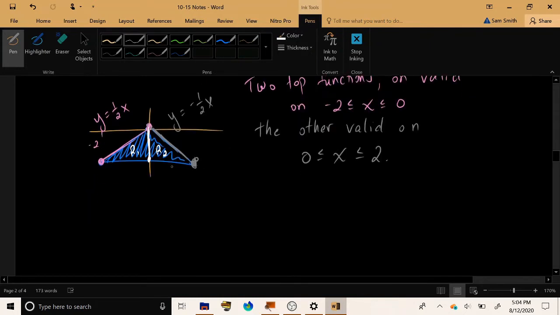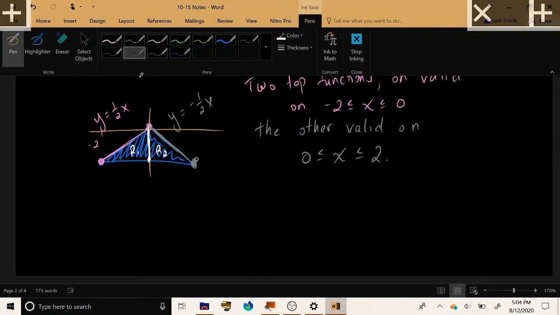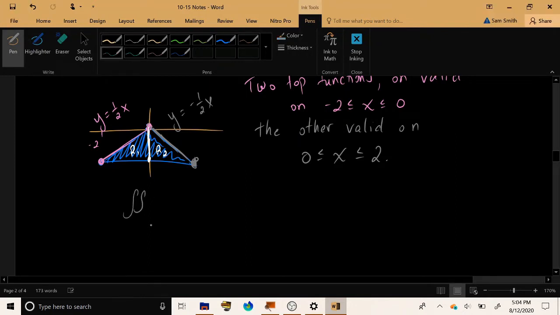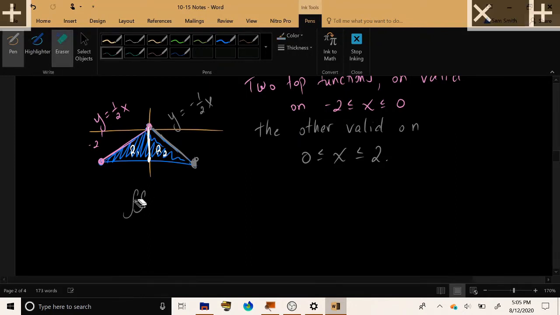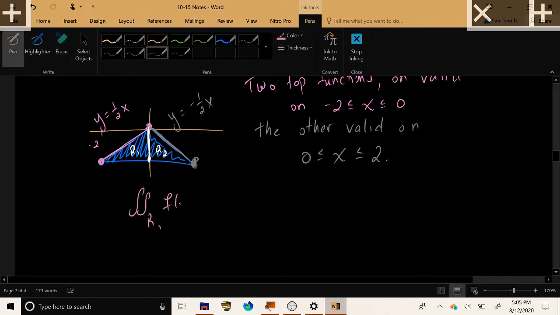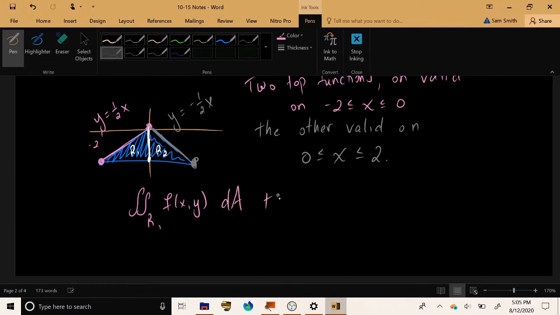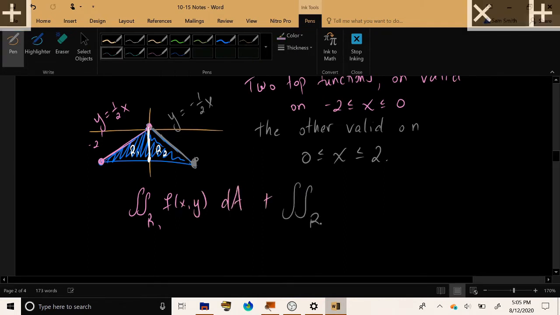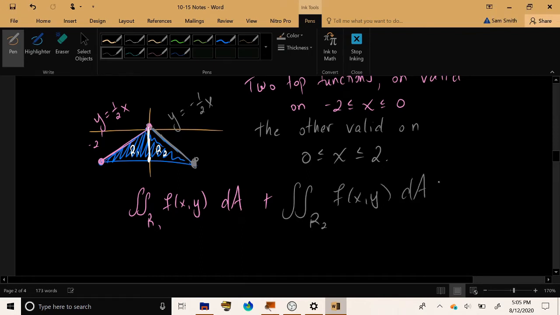So let's subdivide this and let's set up an integral over region 1 and combine that with an integral over region 2. Over region 1, let's make that pink. And let's do a separate integral for the region called 2, which has a different top function.